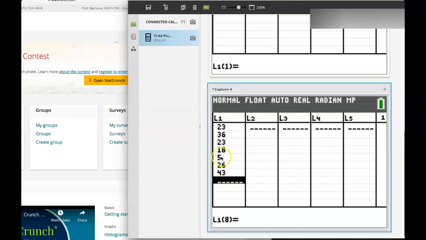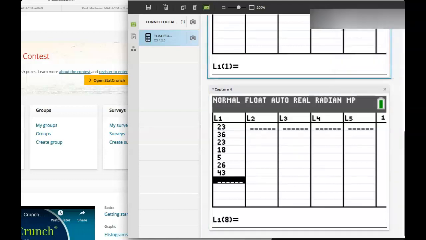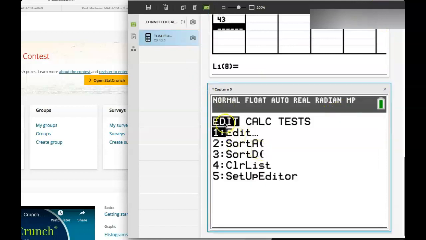We have 4, 5, 6, 7. So n was 7 in part A, and that is odd. Now we want to find what the median is. So after that, the next step is again press that. So again, we have this page. Now instead of using this edit part, I want to use that one. So move using the arrow on your calculator.